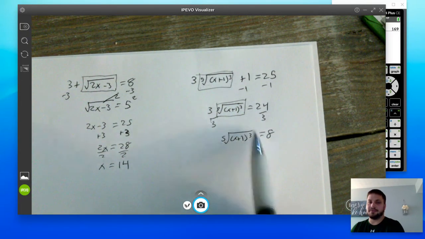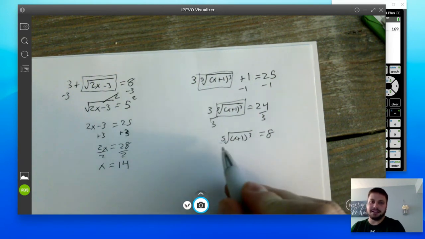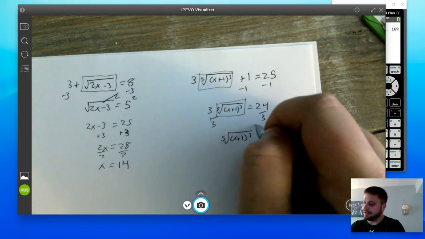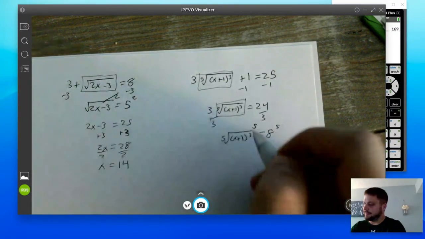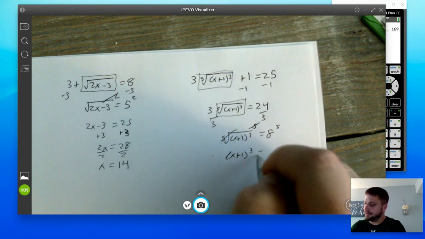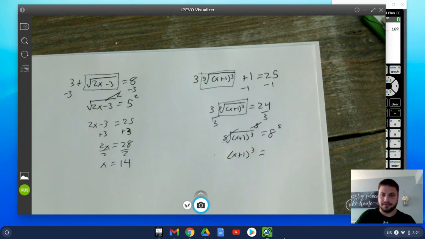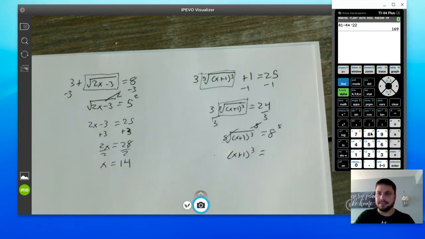Now I'm just going to unwrap this thing. First I'm going to get rid of the 5th root. The opposite of taking the 5th root is to put it to the 5th power. So I'm going to put this all to the 5th power first. The 5th power cancels out the 5th root. So I have x plus 1 to the 3rd equals, oh goodness, what's 8 to the 5th? That's going to be a pretty big number.